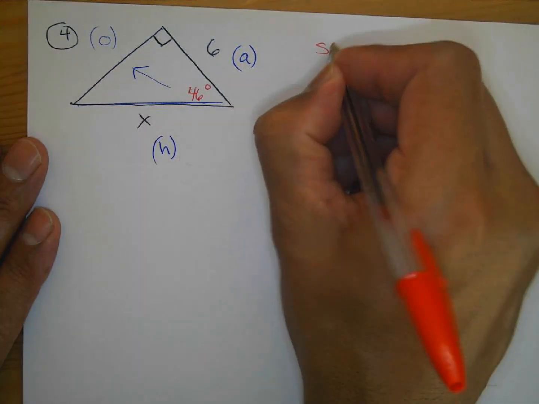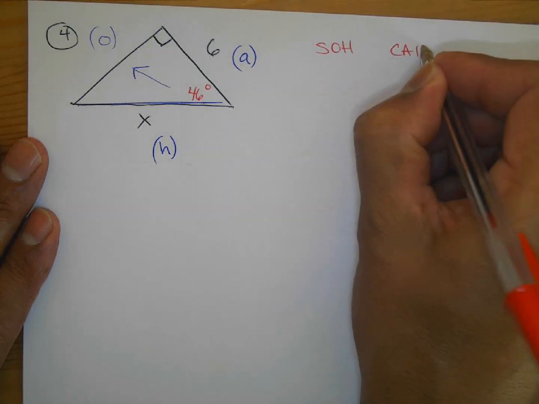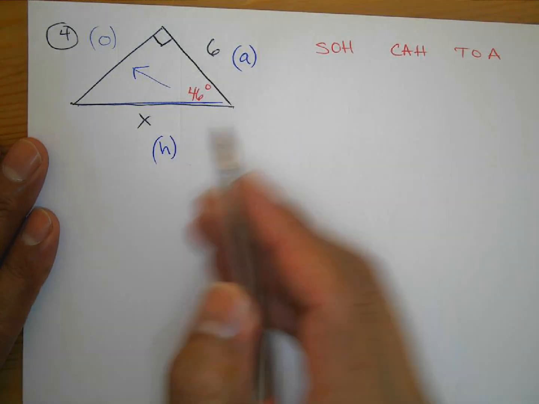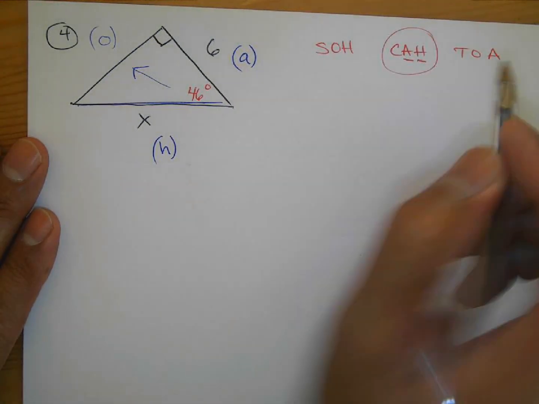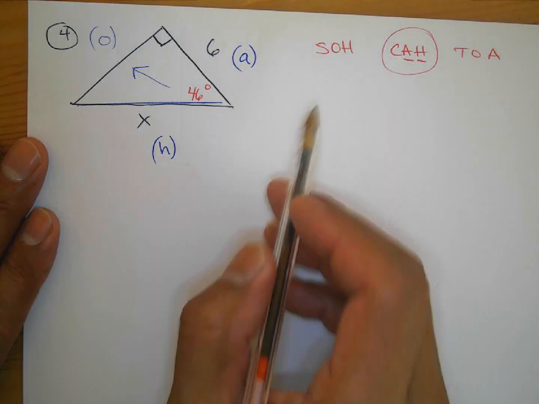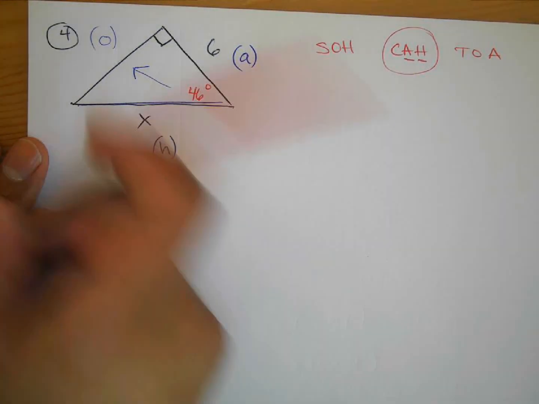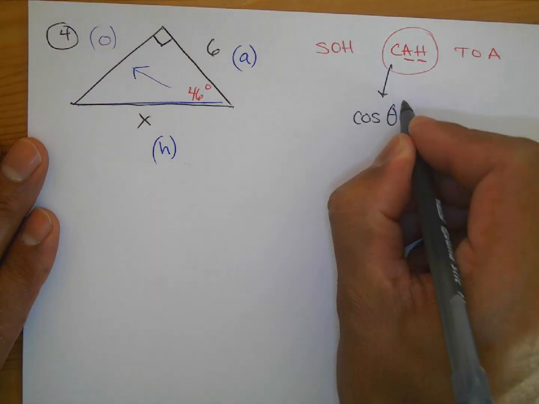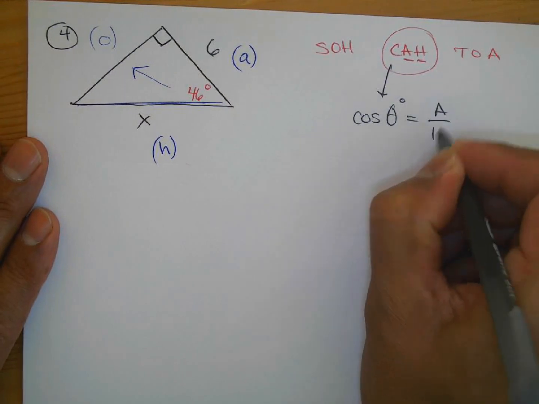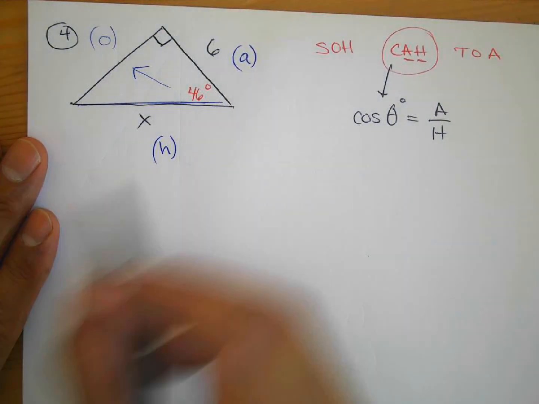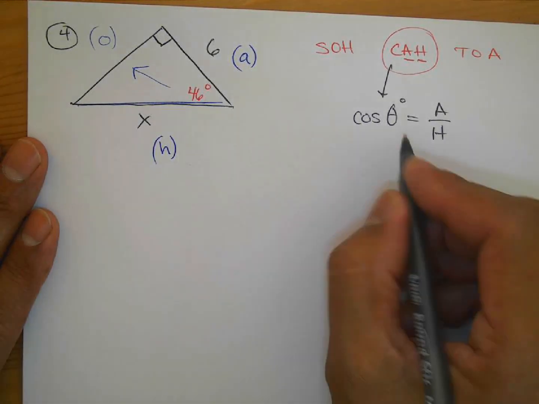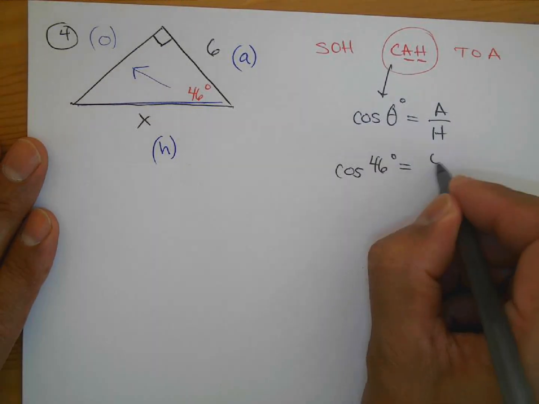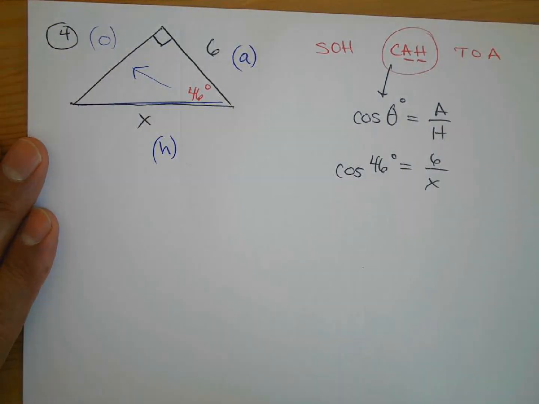Well, if I write down my function, SOH CAH TOA. Which one has an a and an h? This one. I'm not using these other ones. It's the one with the a and the h, this one. Cosine is the function. Cosine of the angle is a over h. I got an angle, I got an a, and I got an h. So here we go. Cosine of what? 46 degrees is equal to 6 over x.